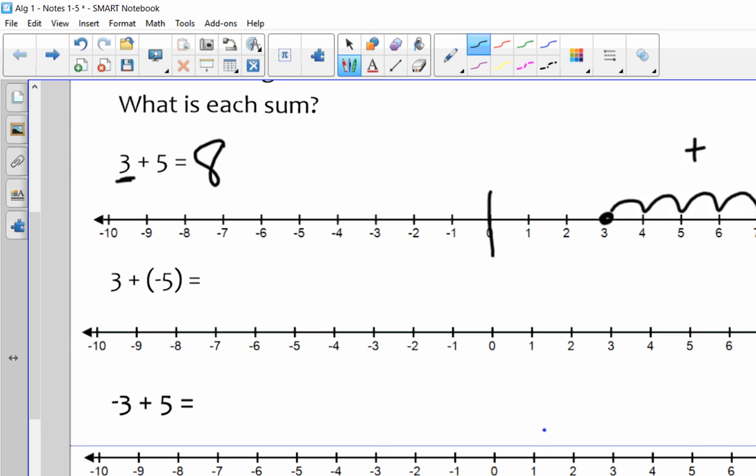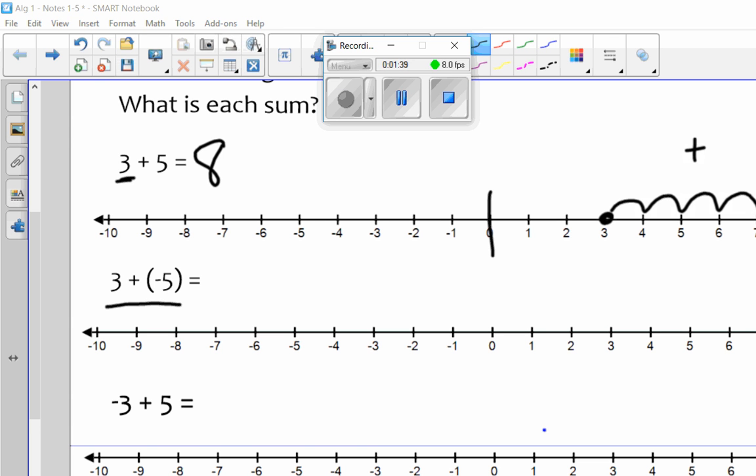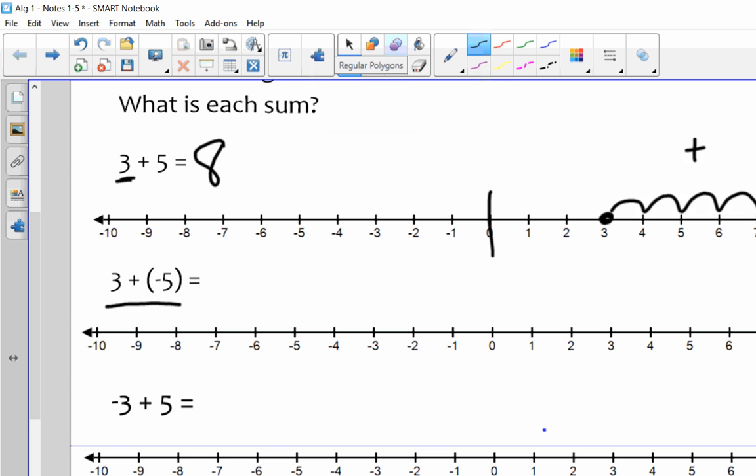Same thing here. This one's a little bit different. Same type of problem, but we did change the sign on that. So we're still looking. We started at 3, but now we're going in the negative direction 5. And where do we end up? Well, now we end up at -2.